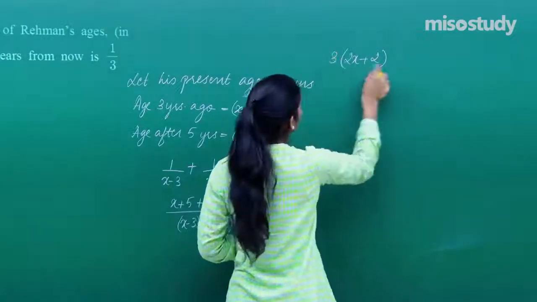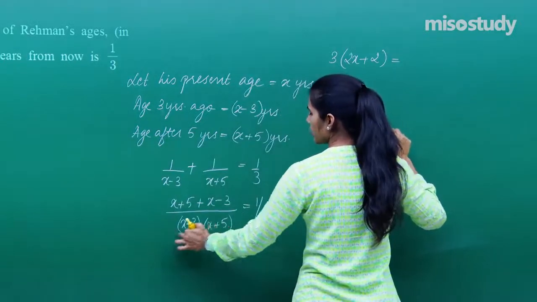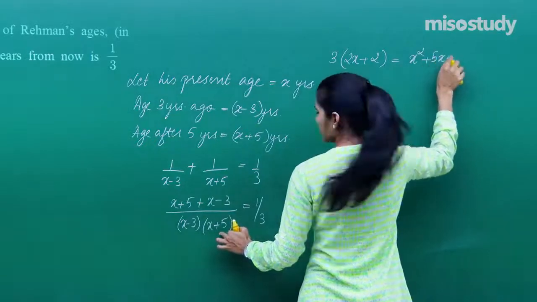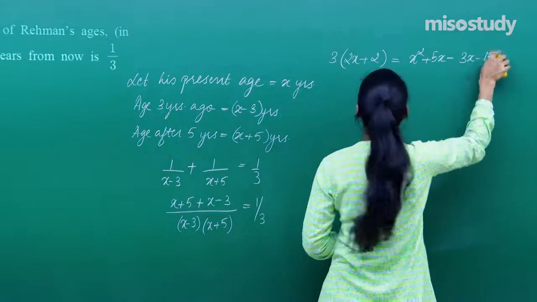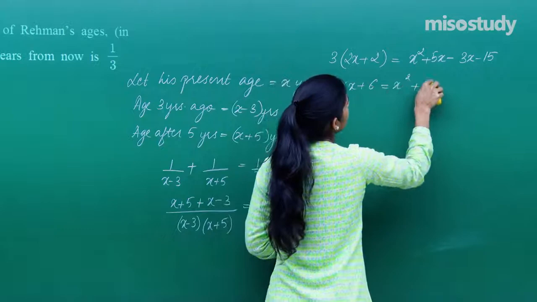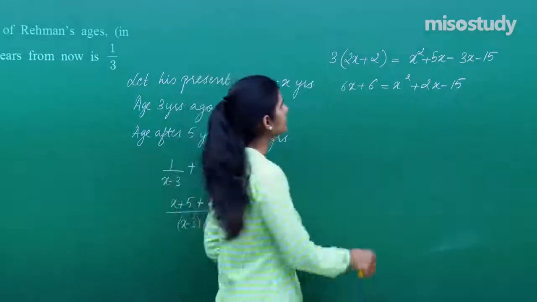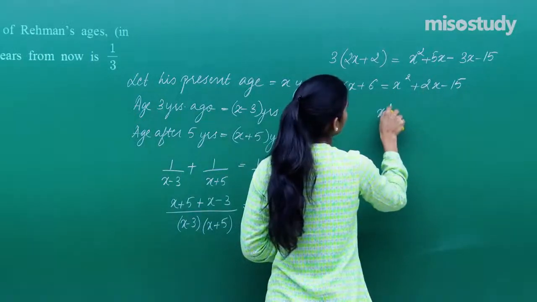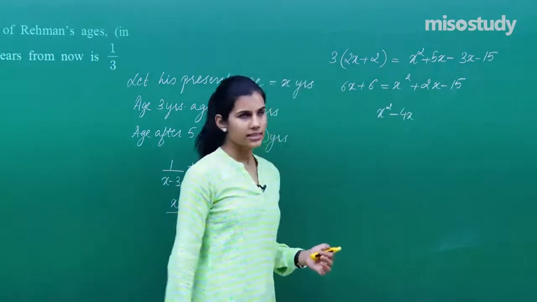2x plus 2 into 3, I am just cross multiplying, is equal to x minus 3 into x plus 5, which is x square plus 5x minus 3x minus 15. So you have 6x plus 6 equals x square plus 2x minus 15. Just solving, nothing else. So you have x square plus 2x minus 6x minus 15 plus 6, 9.